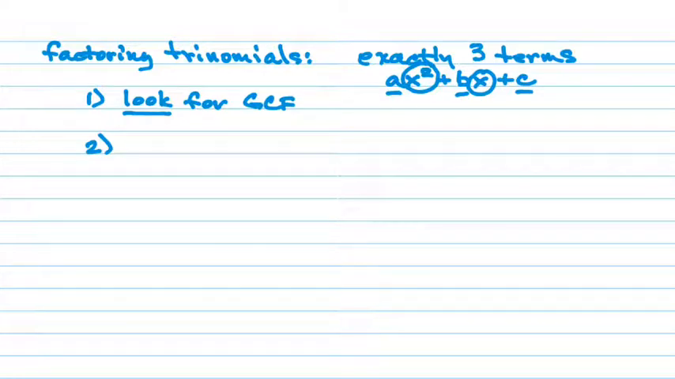So, A, B, and C are numbers. They'll change depending on what you have. But x squared is always going to be just x squared. x is always just going to be plain old x. And the last one is just going to be a number. It's not going to have an x in it. I'll write down plenty of examples of this.